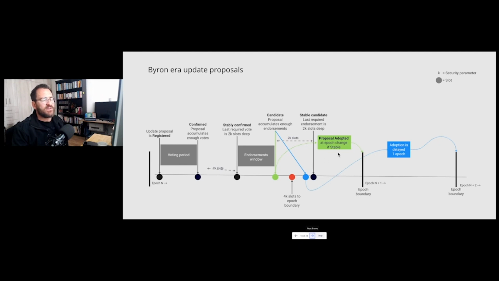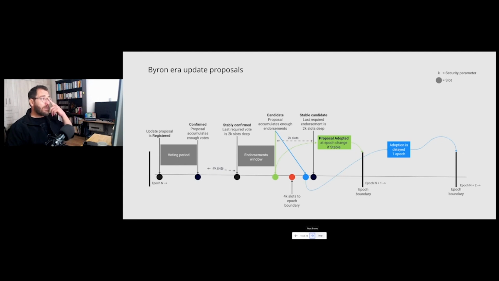What happens here is that we don't want to be switching to a new protocol version when it is just announced very close to the end of the epoch. So if that happens, that's totally fine. We just delay the adoption for one entire epoch so that everyone is ready for that.